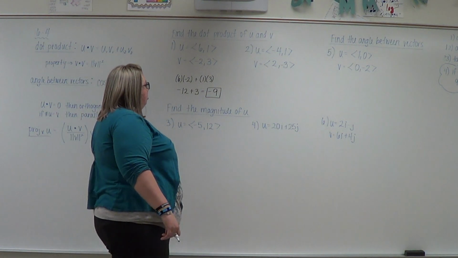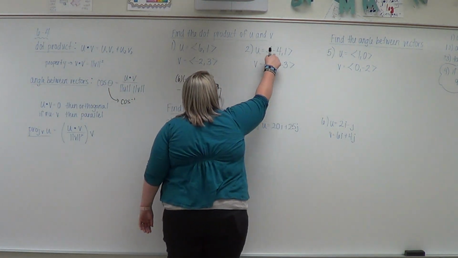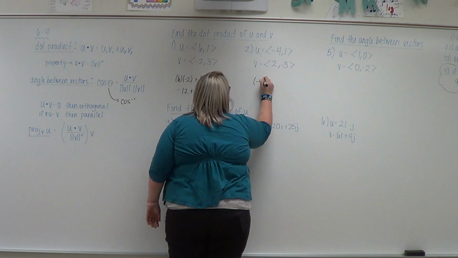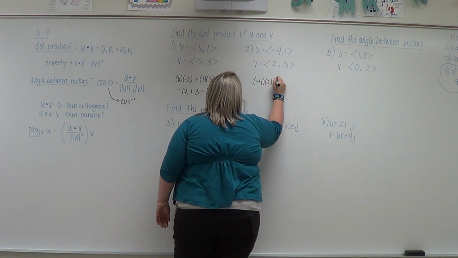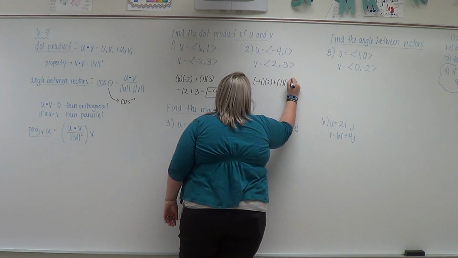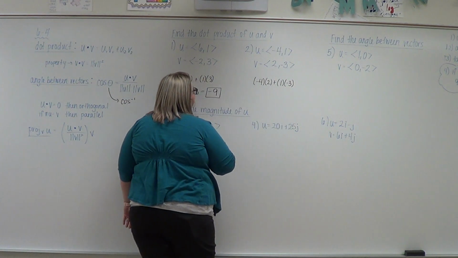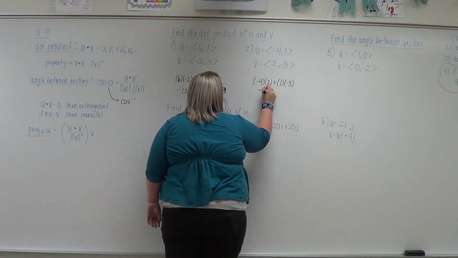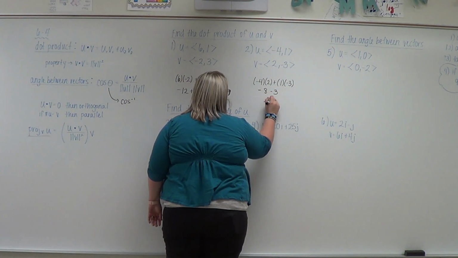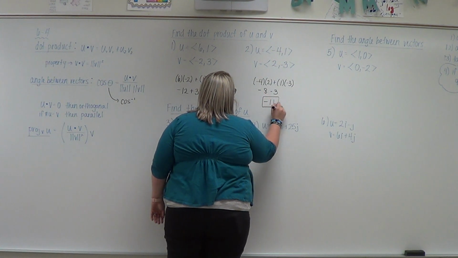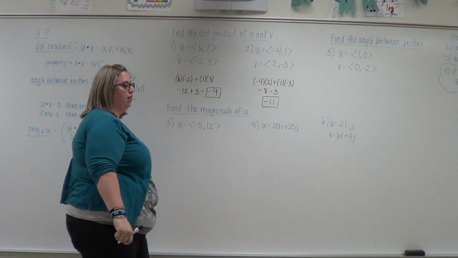Okay, same thing on number 2. I would take negative 4 times 2 plus 1 times negative 3. So I would have negative 8 minus 3, so my dot product would be negative 11.